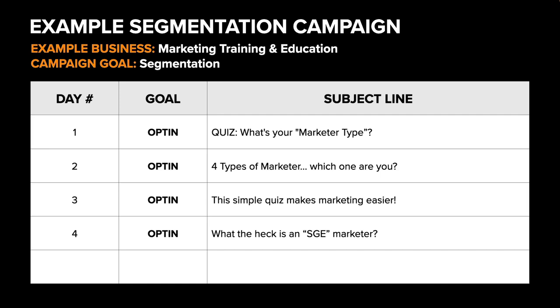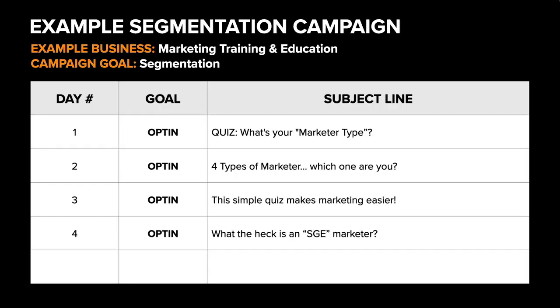So the first subject line, we're going to go kind of curiosity based, but also speaking to what you would get if you took the quiz. So quiz, what's your marketer type, right? What's your marketer type? Drive them over, free assessment, get your marketer type. Day 2, we're going to come back and introduce that there are actually 4 types of marketers and ask which one they are, right? A question that they can only answer if they go and take the quiz.